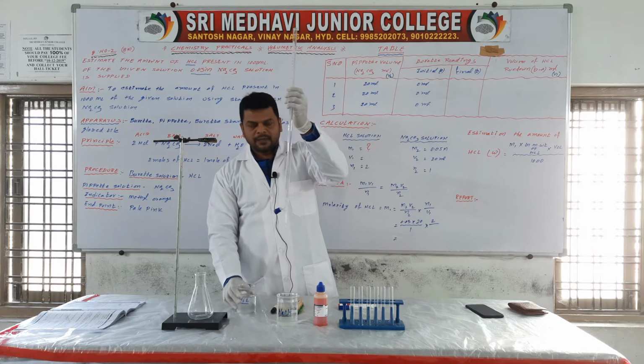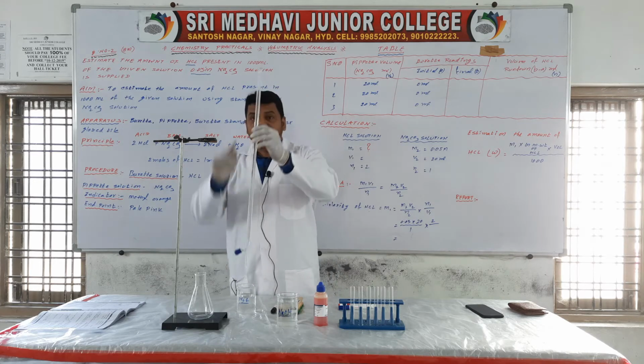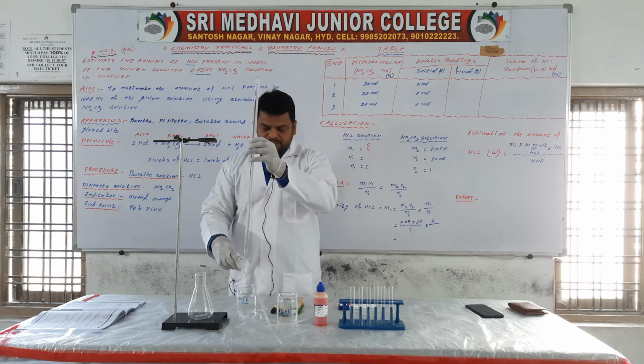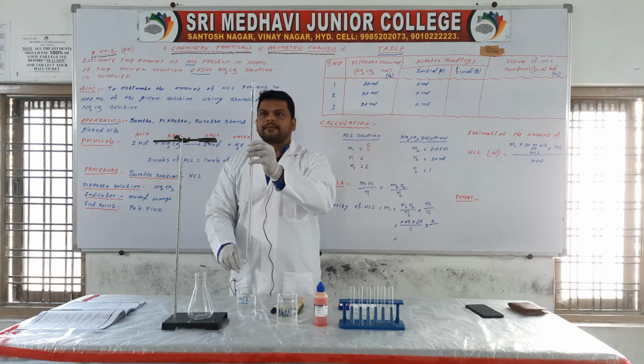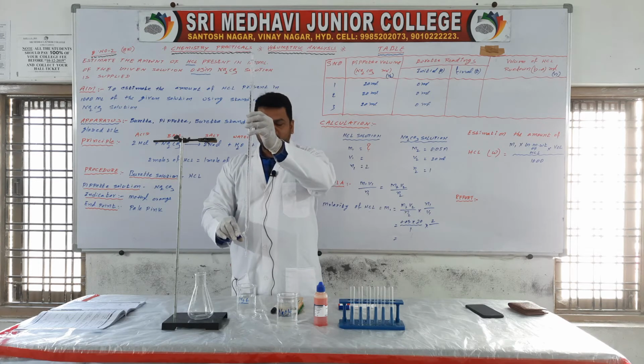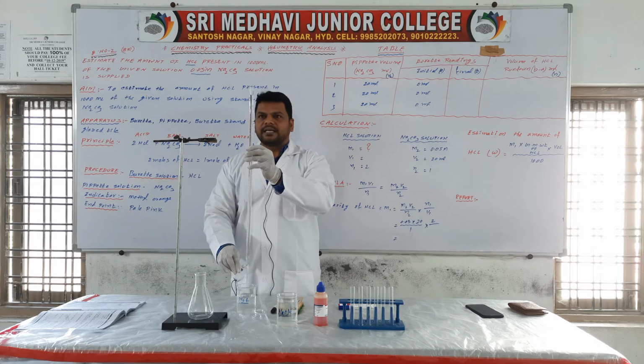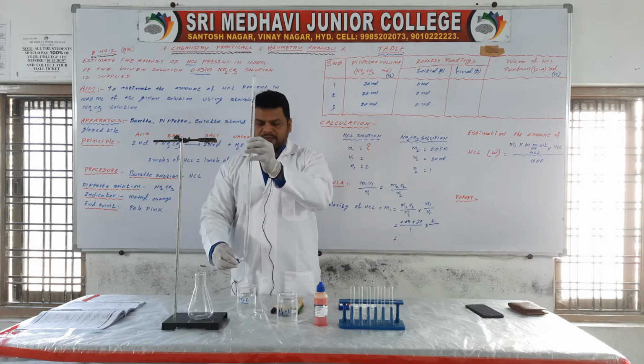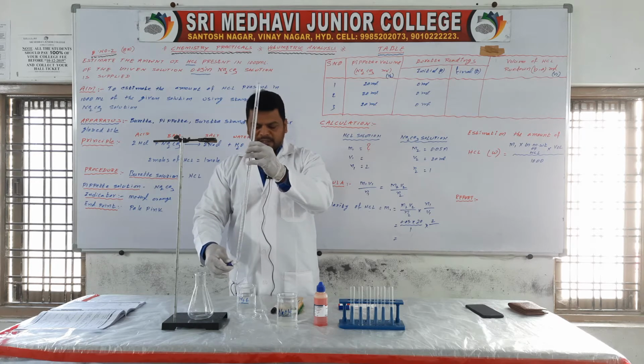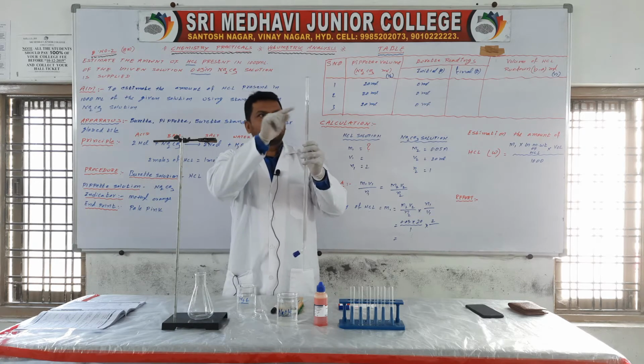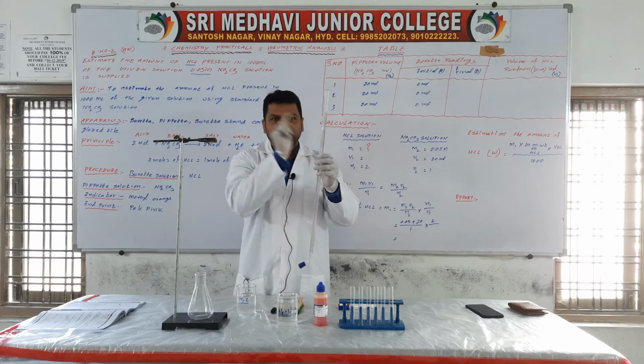Now, on operating this nozzle, set the initial reading to 0, like this. Students, slowly, drop by drop, you may release the HCl solution. Here it is a colorless solution. For a colorless solution you have to take the lower meniscus. The lower meniscus must coincide with 0.